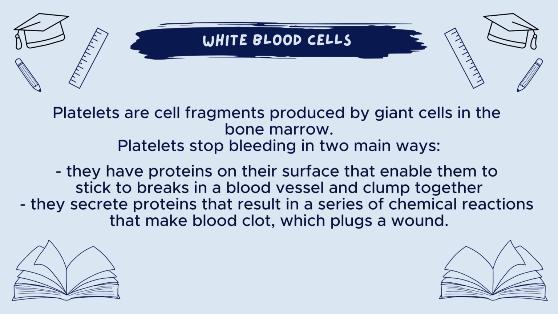Platelets are cell fragments produced by giant cells in the bone marrow. Platelets stop bleeding in 2 main ways. They have proteins on their surface that enable them to stick to breaks in a blood vessel and clump together. They secrete proteins that result in a series of chemical reactions that make blood clot, which plugs a wound.